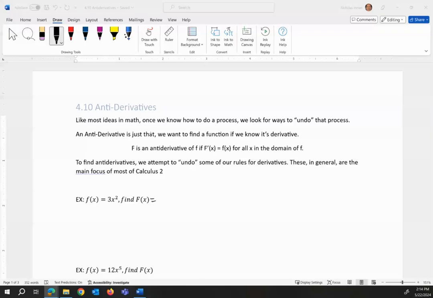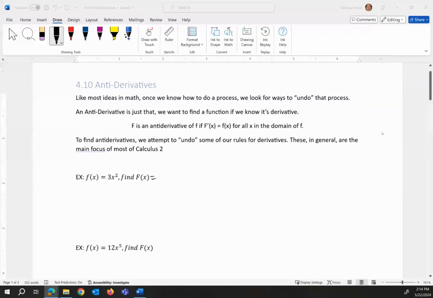So an antiderivative is the undo of a derivative. For these, we usually say capital F is the antiderivative of lowercase f, or if you take the derivative of capital F, you should get lowercase f. So we're trying to undo the rules of derivatives. In general, this is the main focus of Calculus 2. The next module, integration, uses these antiderivatives.